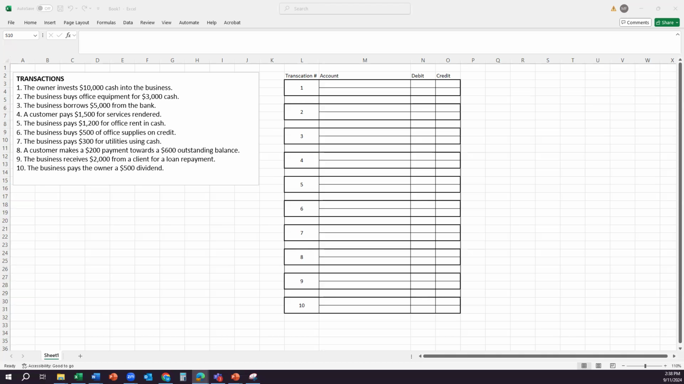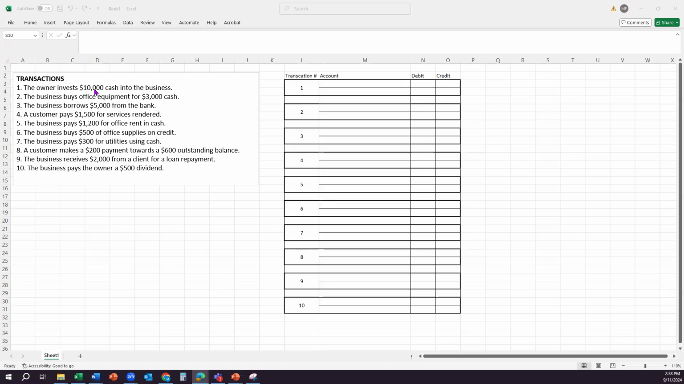But let's just look at the first transaction. The owner invests $10,000 cash into the business. So for me, I always say, okay, what accounts are impacted? And the answer is the first account that's impacted is the account cash. And what's happening with it? It'll be going up. And what type of account is it? It's an asset. So I ask myself those three questions. And then I'm ready to apply the fourth, which is, well, what happens when an asset goes up? And the answer is I debit the asset.